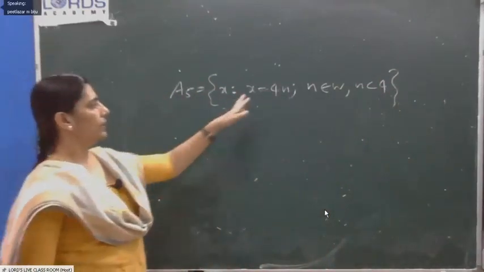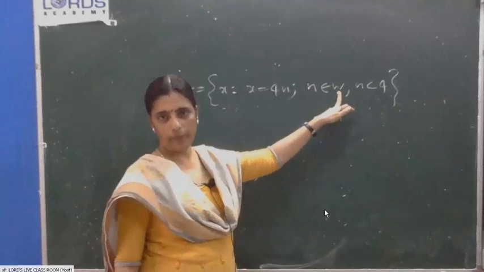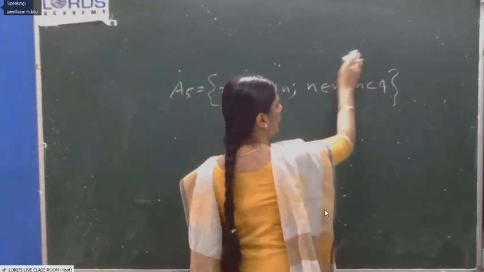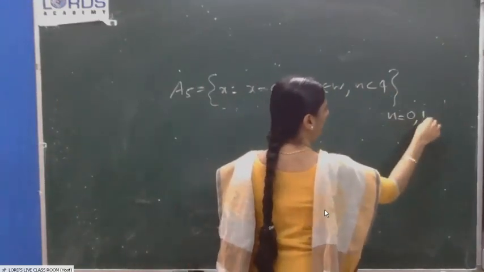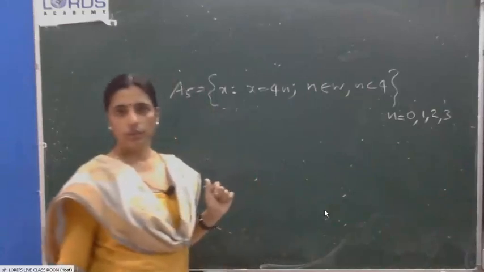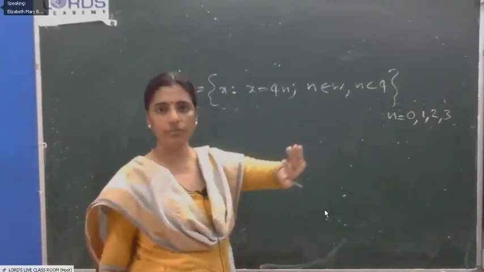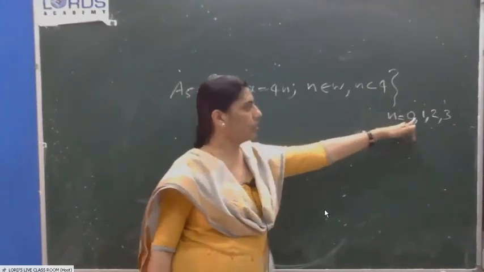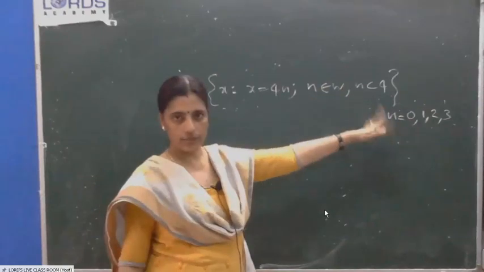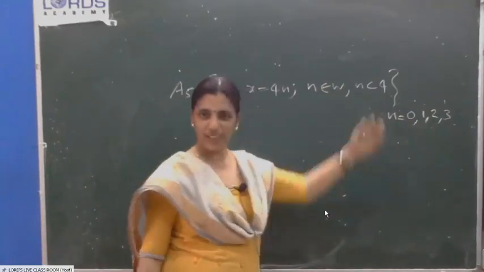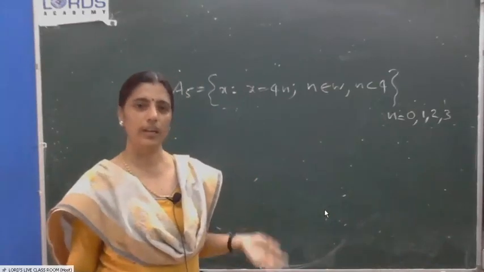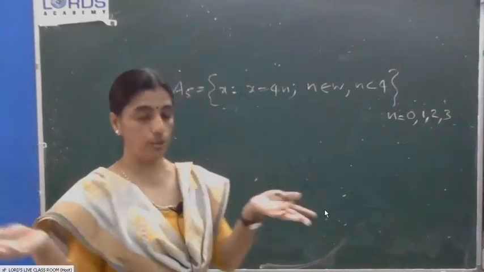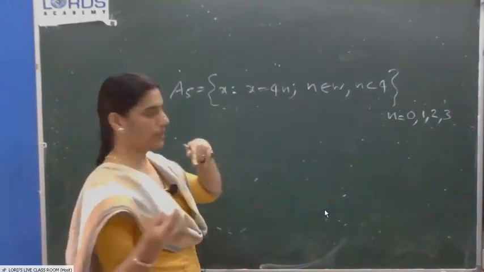What is n? n belongs to W, but not all n, only n less than 4. So the numbers are n equal to 0, 1, 2, 3. That's all. Don't take 4. If it were less than or equal to, you could take 4, but only less than 4. These are the values for n that you write on the right side, not in the working column. You will get the marks for those things also.